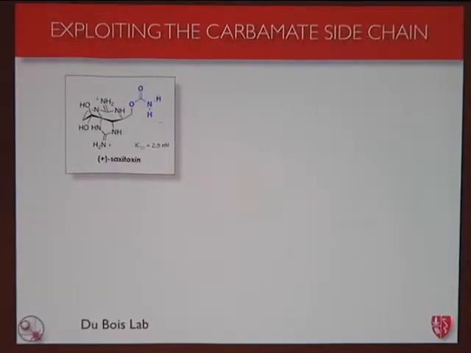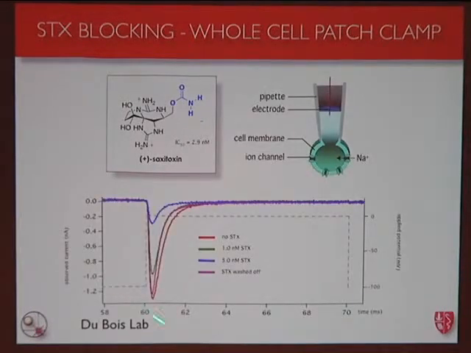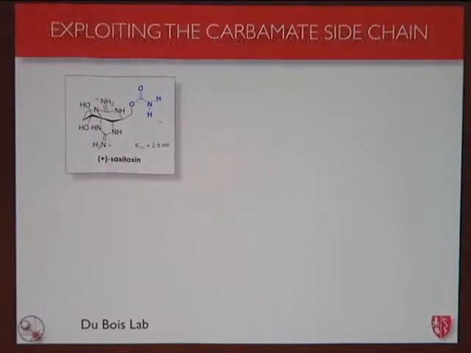And, apologize. If you do a patch clamp study, you can actually show that it has a very high binding affinity of 2.9 nanomolar. And you do a patch clamp study where you measure the rate of sodium ions across a channel. You can actually block that flux of sodium across the channel with increasing amounts of saxitoxin. And one of the neat things he found is that there's this carbamate side chain that you can exploit.